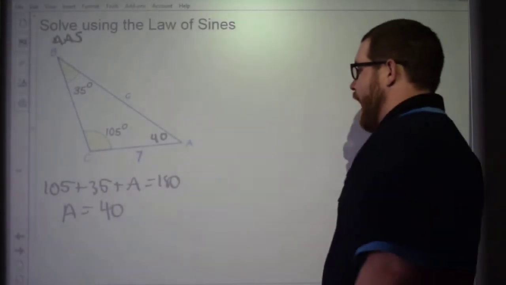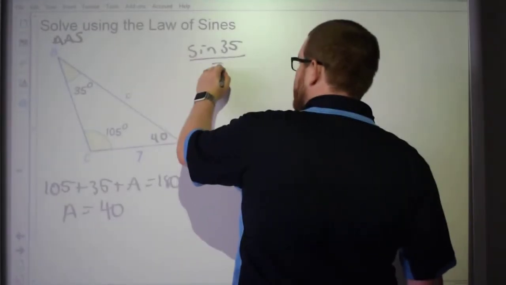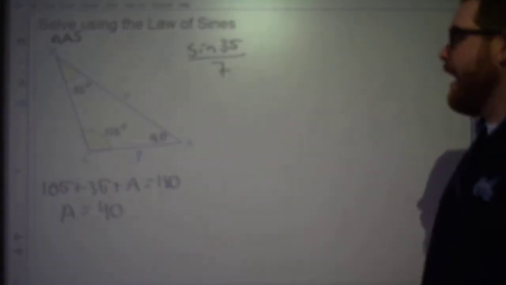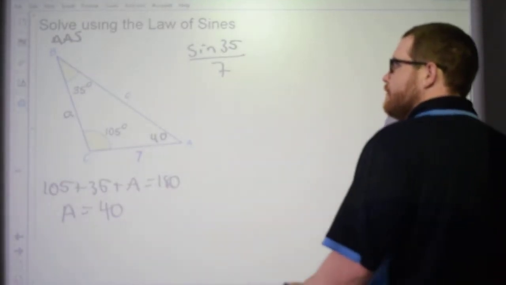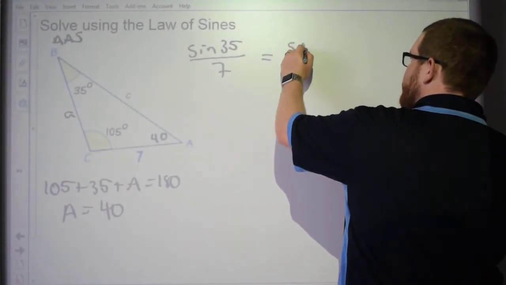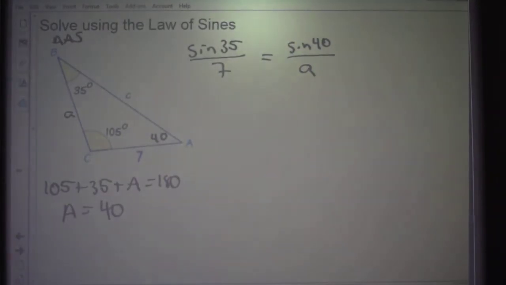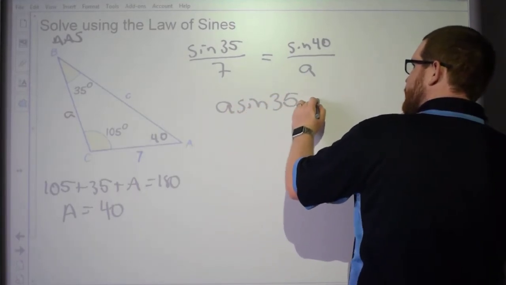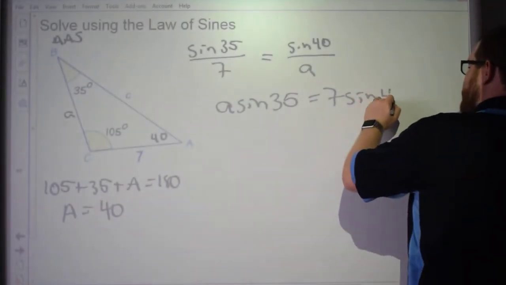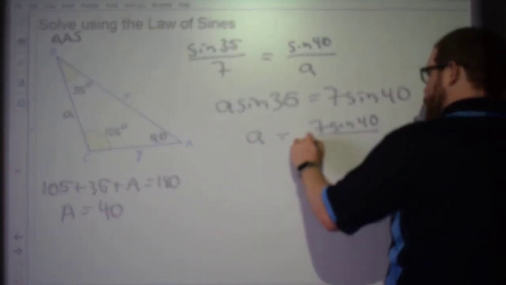I know that sine of 35 corresponds to 7. Once I have that ratio set up, I can use this to find the other sides. So let's find side A. That is the sine of 40, because I know that angle is 40, over A. Because I know both angles and one of the sides, I can cross multiply and figure out what A is. So here I get A sine 35 equals 7 sine 40. So I get side A equals 7 sine 40 over sine 35.